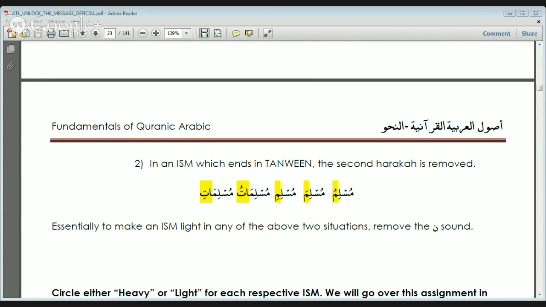I want to ask you guys one more thing. By default, an ism is what? Heavy or light? Heavy. Remember that. Unless proven light. Unless proven otherwise. Key word is what? Proven. You have to have a reason to make an ism light.